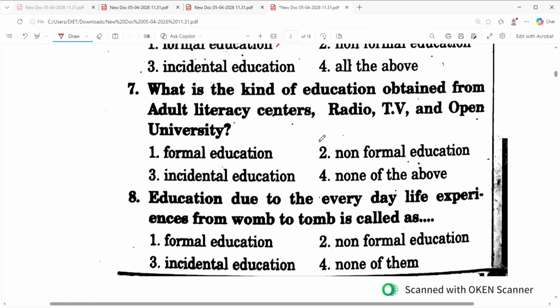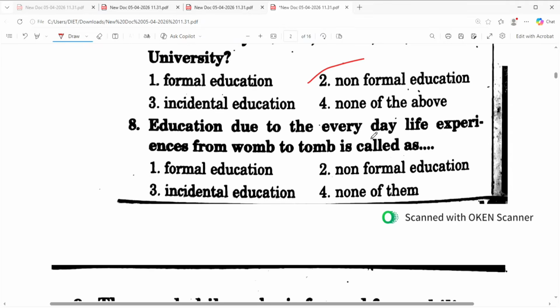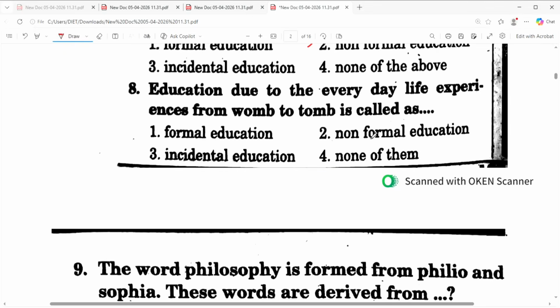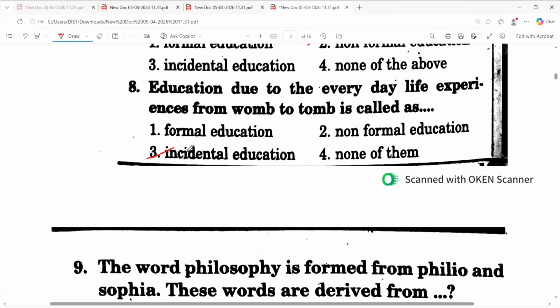What is the kind of education obtained from adult research centers, radio, TV and open universities? The answer is other than formal, so it will be non-formal education. Education due to everyday life experience from the womb to tomb is called formal education, non-formal education, incidental education, or none of them. Every day we experience a number of things from the womb to the tomb. So what we call it is nothing but incidental education.